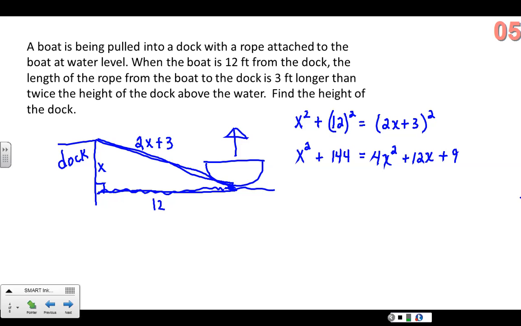Some of you may remember that method from earlier algebra classes. If you don't, then you could of course write (2x plus 3) times (2x plus 3) and then use the FOIL method to multiply that out. So I'm going to move some stuff over here. I'm going to move my x squared over to the other side and also the 144. So I'm going to have 0 equal to 3x squared plus 12x, and then 9 minus 144.